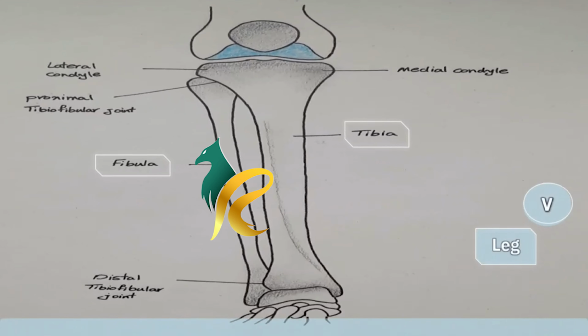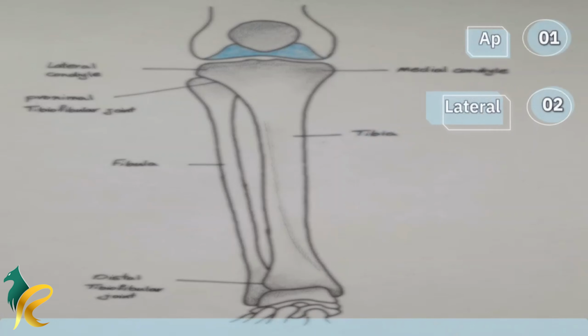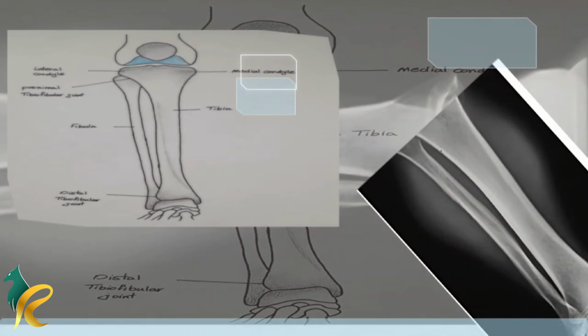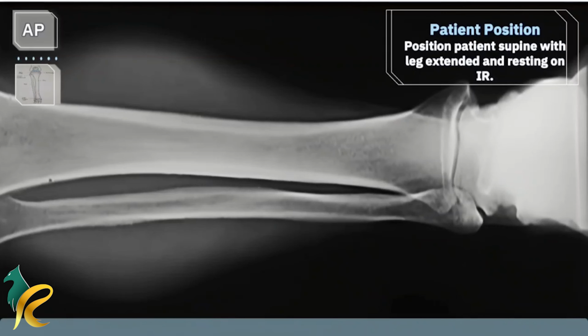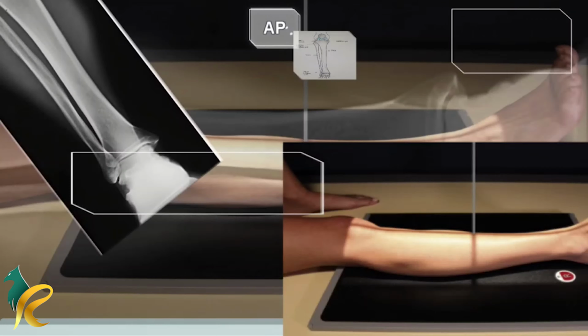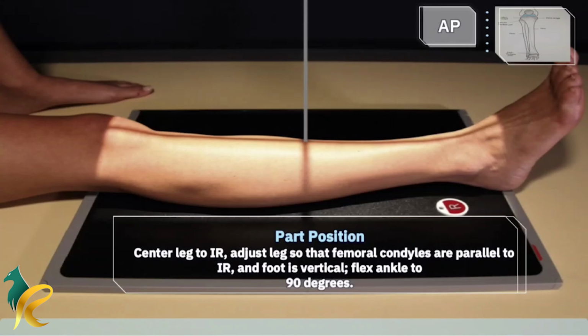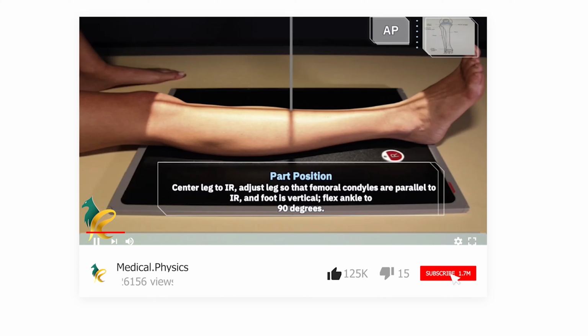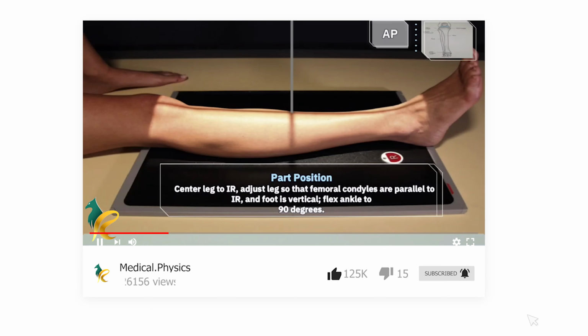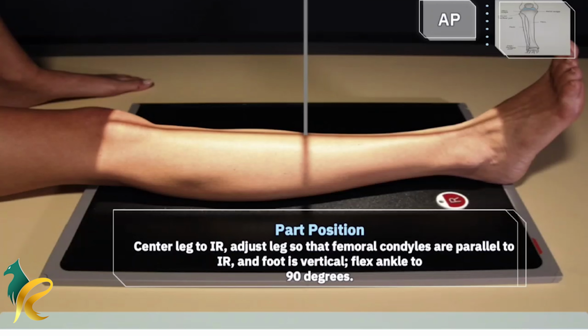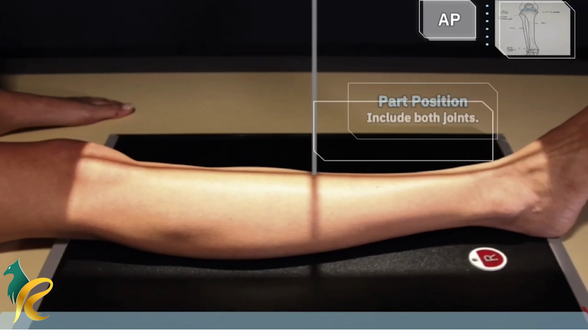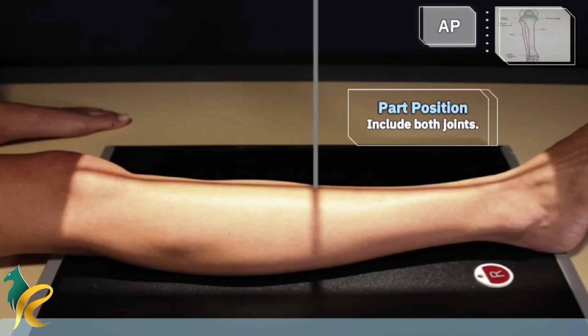AP imaging of the leg. Our patient must be supine with the leg extended and resting on the IR. We need to center the leg to the IR and adjust it so the femoral condyles are parallel to the IR, and our foot is vertical, and the ankle must be flexed into a 90 degree angle. And we must consider including both joints, ankle and knee, in our image.